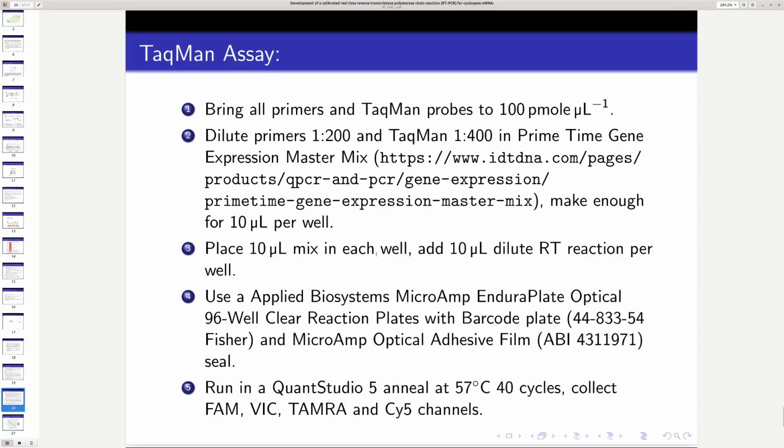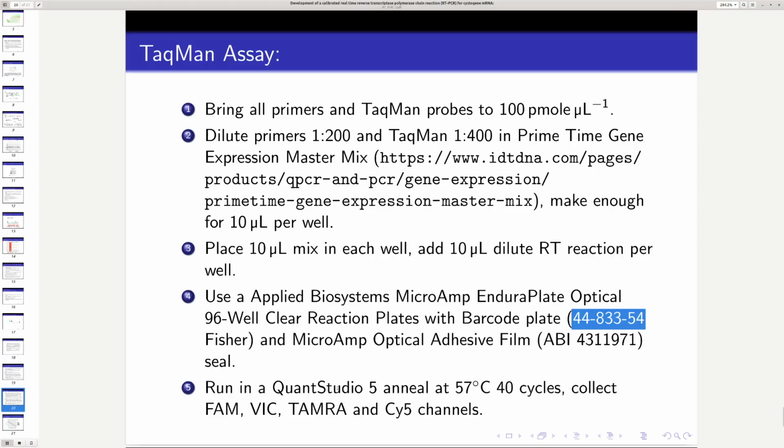You put 10 microliters of the mix in each well, and then add 10 microliters of the diluted RT reaction per well. Treat everything the same, okay, so that you can come back to the standard curve without having to do any fancy calculations. Then we use Applied Biosystems MicroAmp EnduraPlate optical 96-well clear reaction plates for barcode, okay, and this is important. This number here is important because if you use the wrong plate, it won't run in the QuantStudio 5, okay. And then we cover it with a MicroAmp optical adhesive film and then spin it in a centrifuge just to get everything down to the bottom.